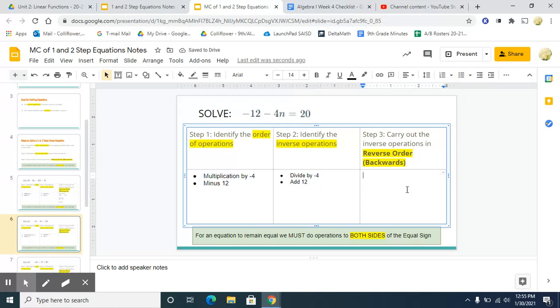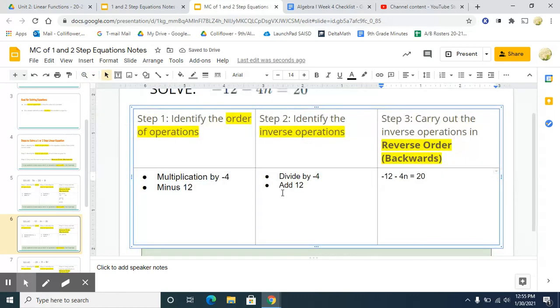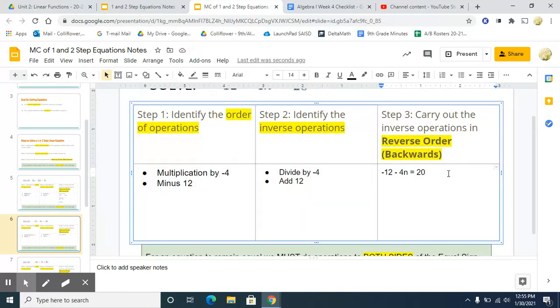So let's carry out these operations in the reverse order. We're going to do these backwards. So we have -12 minus 4 times n equals 20. The first thing I'm going to do is add 12 to both sides. So I'm going to do plus 12 here, and plus 12 here so that my equation is balanced. Well, if we have a -12 plus 12, that's just 0.